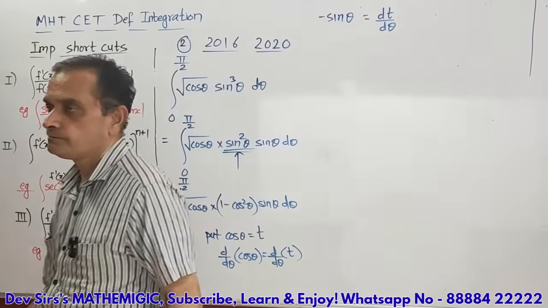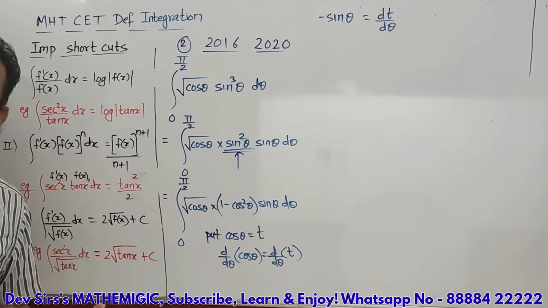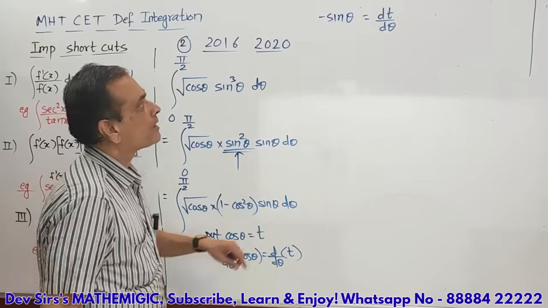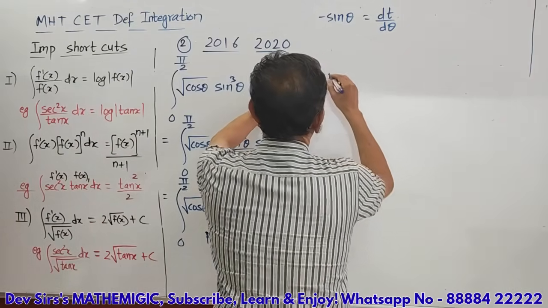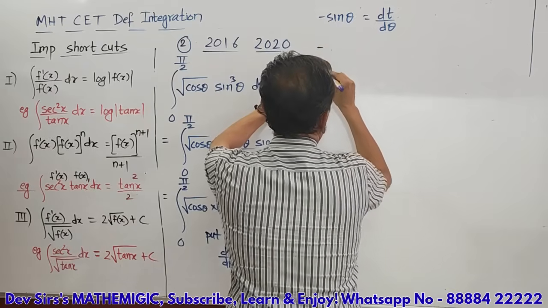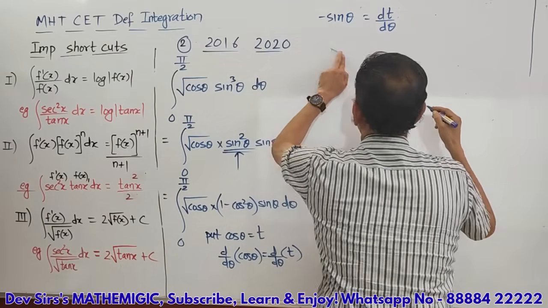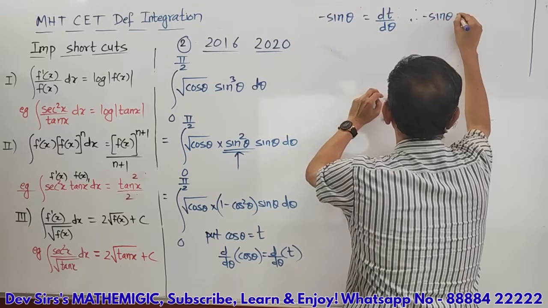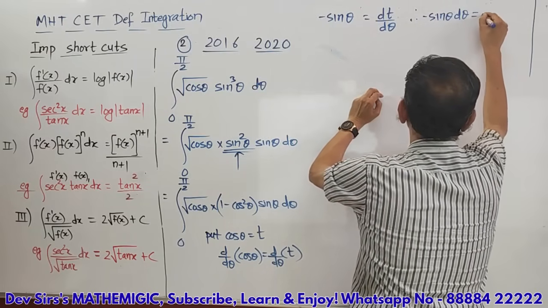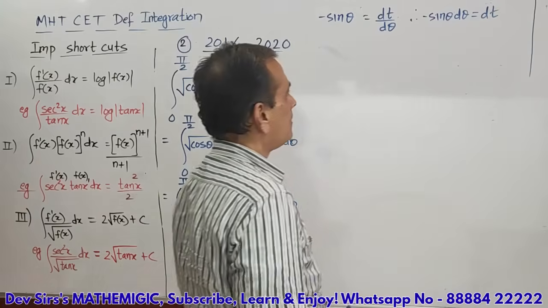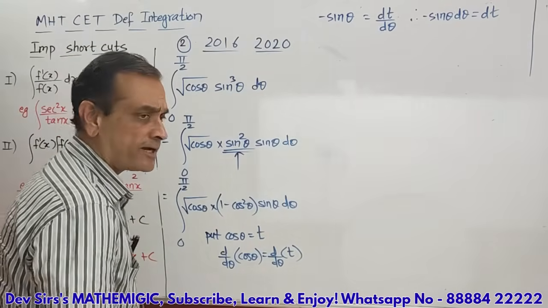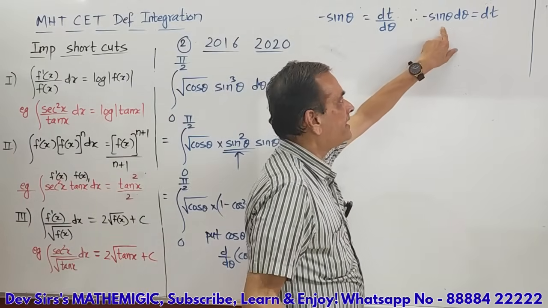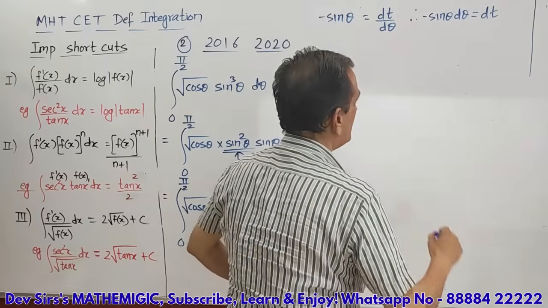dt by d theta. Now this has to be done orally, directly. Cross multiply. I'll do it here. Check करो. I want only sin theta d theta. So keep sin theta d theta on the left hand side, minus sign on the RHS.